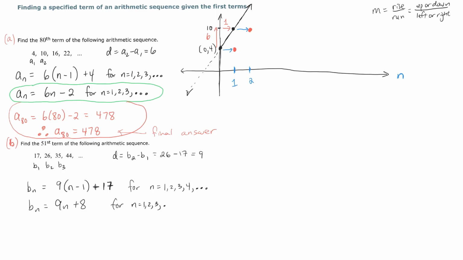I'll let you guys check it. I already checked it, it is. We want to find the 51st term, so let's find b sub 51. Let's simplify this expression, which is 9 times 51. That's 450 add 9, so that's 459 plus 8. 459 plus 8 is what? 467. Yeah, that's right. So therefore, b sub 51 is equal to 467.